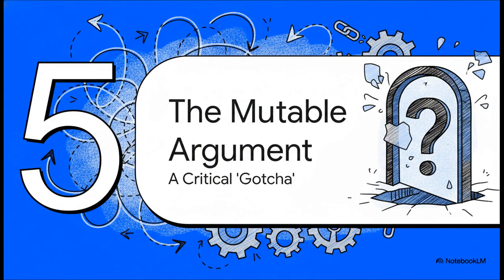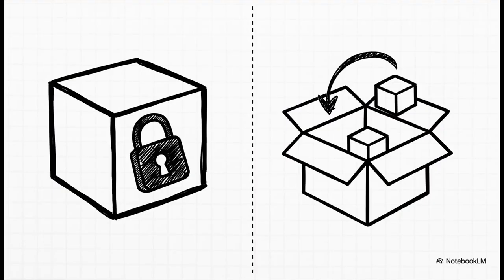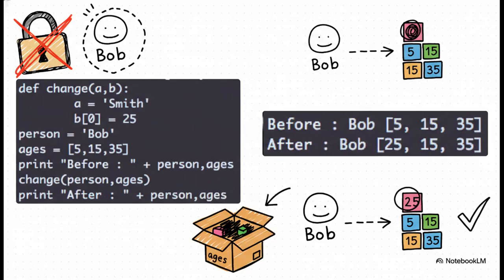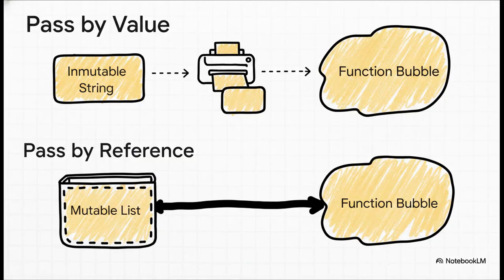But hang on, there is one final critical gotcha that trips up almost everyone when they're first learning about passing arguments. You see, Python treats simple, unchangeable, or immutable data, like numbers and strings, differently than it treats complex, changeable, or mutable data, like lists. And this example shows it perfectly. Just look at the code and then the output. Notice how the function completely fails to change the name Bob, but then look at the list of ages, it changes it. So why did that happen?